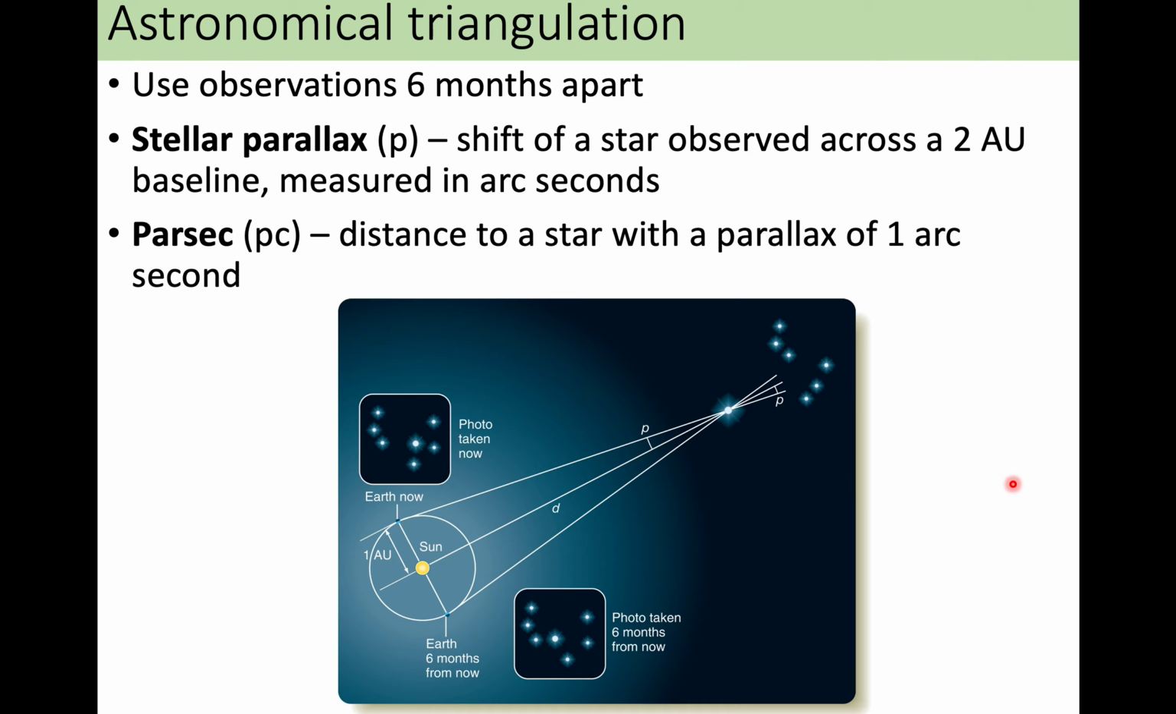So the parsec is the distance to any star that has a parallax of 1 arcsecond. These distances are huge, so we tried to find ways to make things easier to compare to each other, make numbers easier to think about. So we use this unit sort of as our base. The distance to a star that has a parallax of 1 arcsecond is called a parsec.